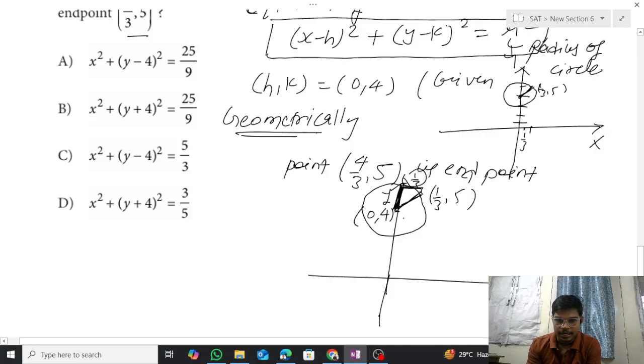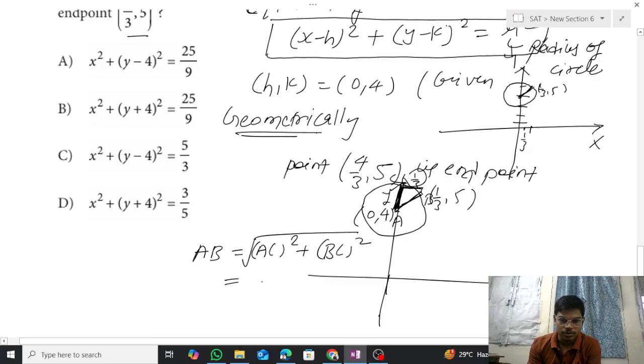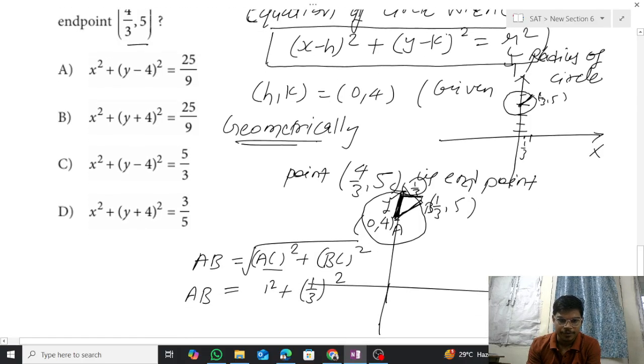So suppose this is a triangle ABC, and I want to find the length of AB. So I can say that this is nothing but the square root of the square of AC plus the square of BC. This is AB because my radius is AB. So I need to find the value of AB. So AC is 1, to the square, and BC is 1 by 3. So the square of 1 by 3. Let me check this. This is 4 by 3, not 1 by 3. This is 4 by 3.